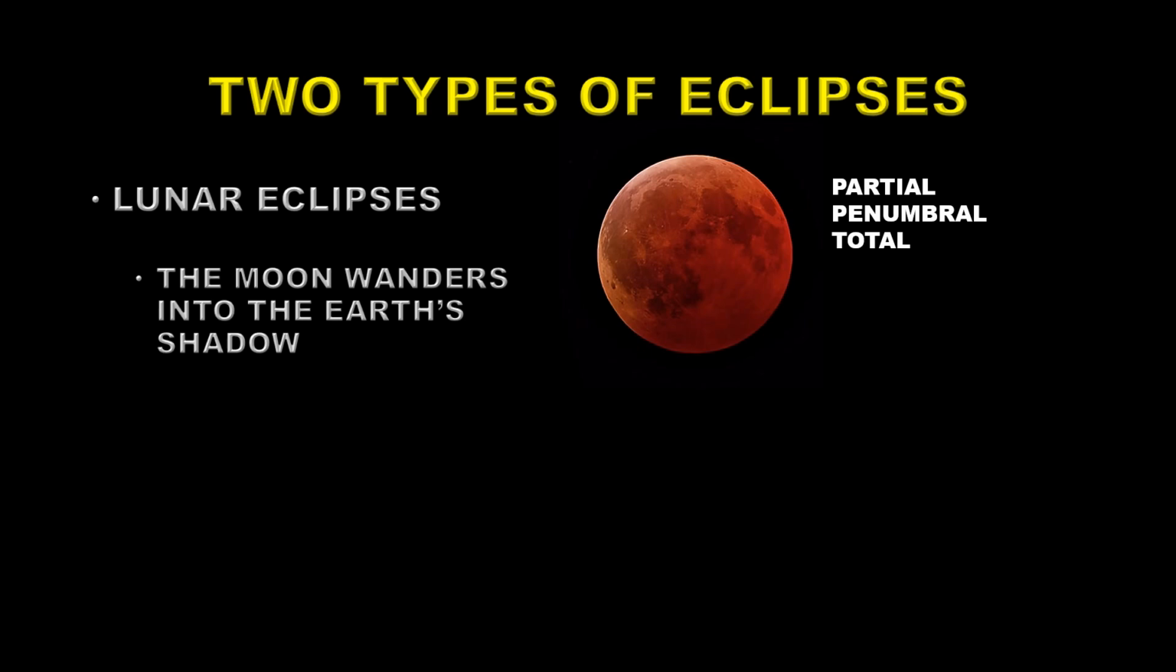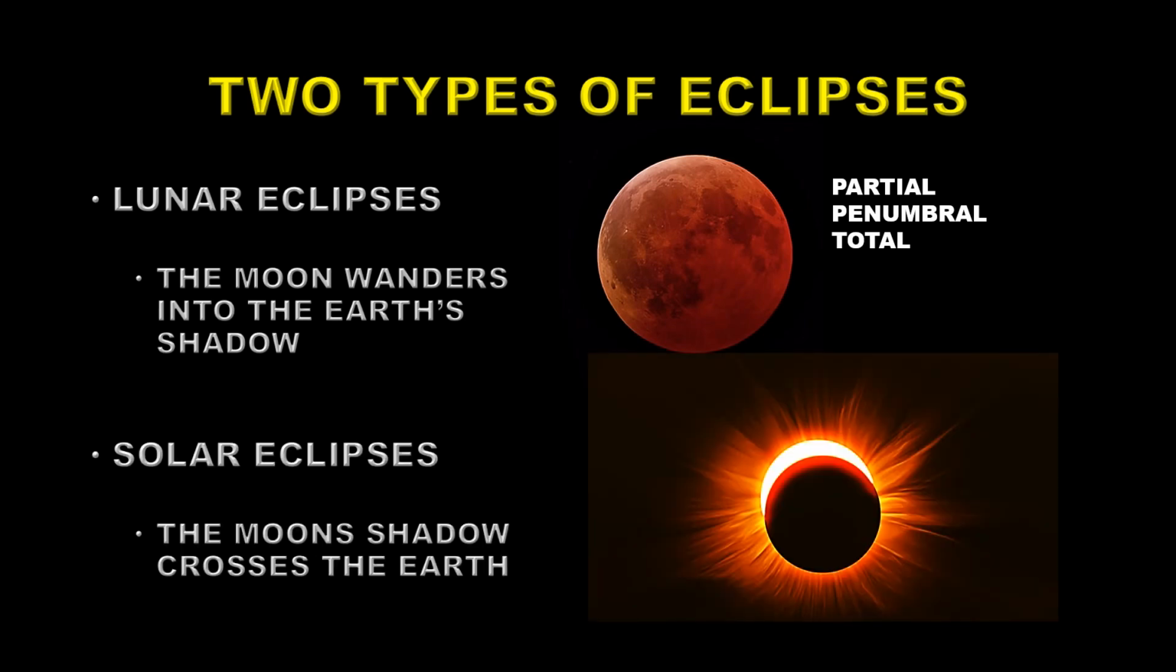We're dealing with a solar eclipse. And that's when the moon's shadow crosses the face of the Earth. There are partial solar eclipses, annular solar eclipses, and total solar eclipses. And the sort of eclipse we're dealing with today is an annular eclipse.